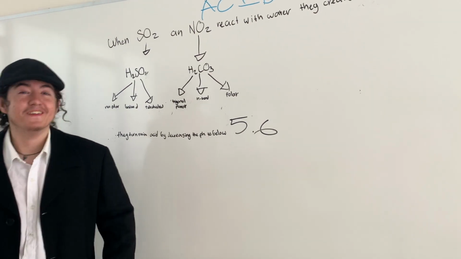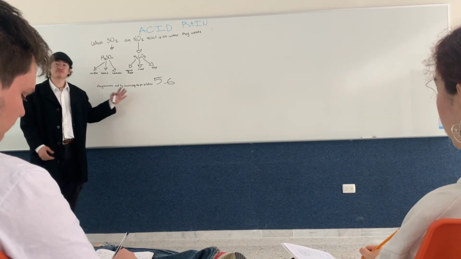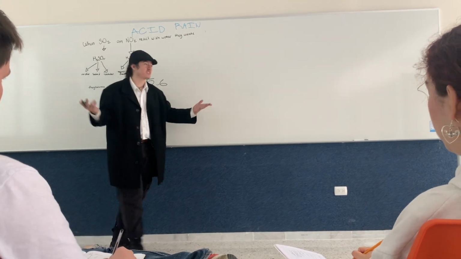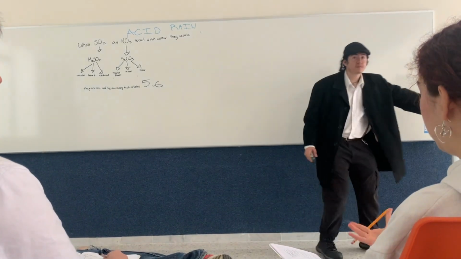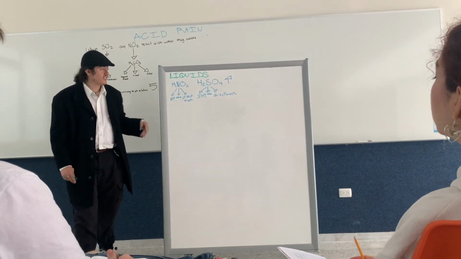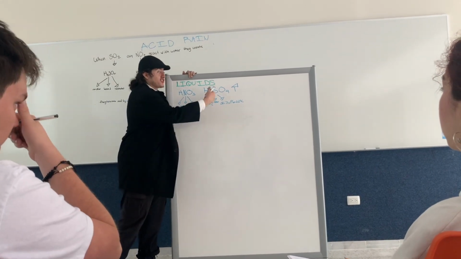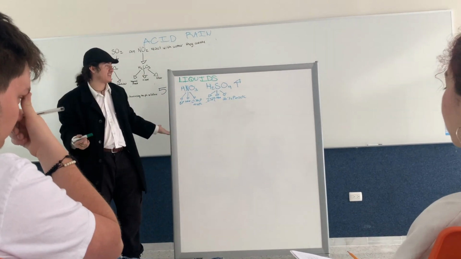Back to normal. So, now that we have talked about acid rain as one of the effects of contamination, let's talk about some other types of contaminants. Here we have liquid contaminants. These are HNO3 or nitric acid and H2SO4 or sulfuric acid.